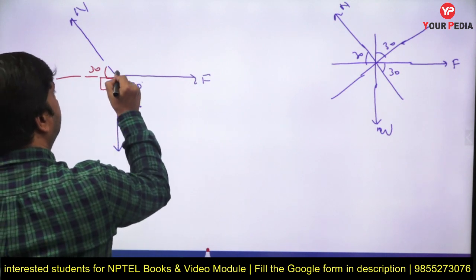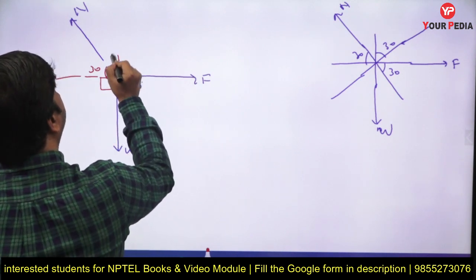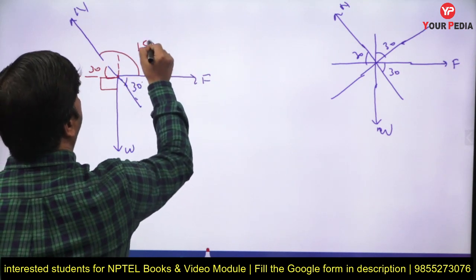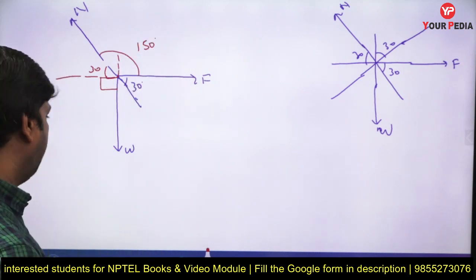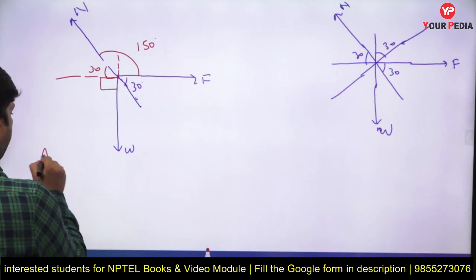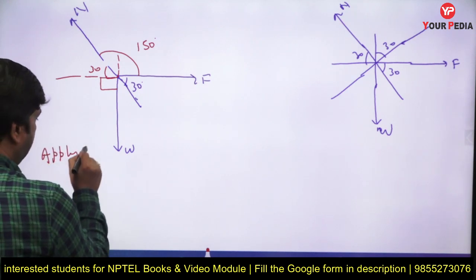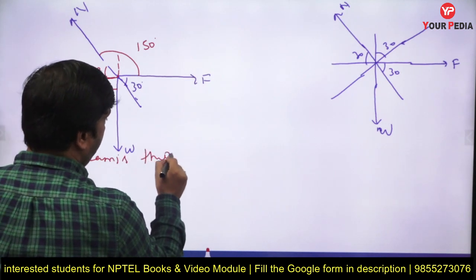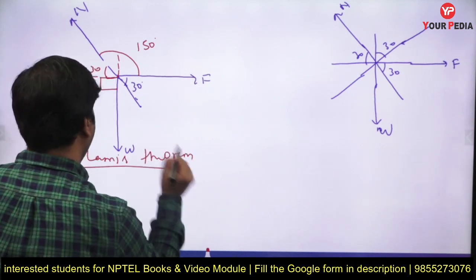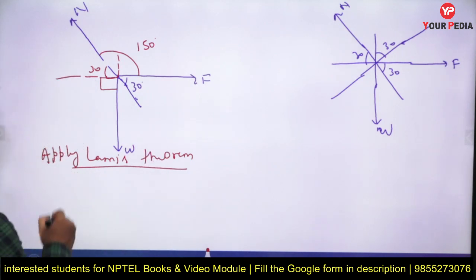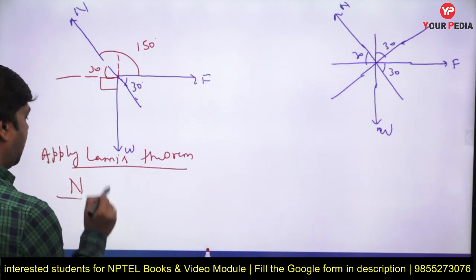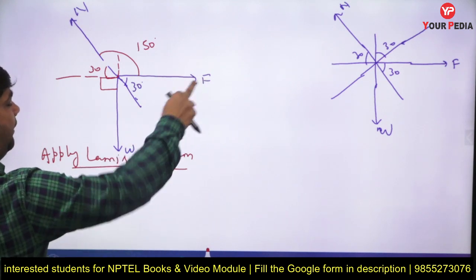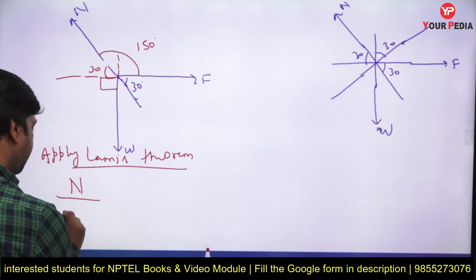So what is the angle of that? This one is 60 degree and this is 90. So this one is 150 degree. Okay, so apply Lami's theorem here. What is Lami's theorem? The force upon sine of the angle between the other two forces. The angle between the other two forces, F and W, how much is it? 90 degree.